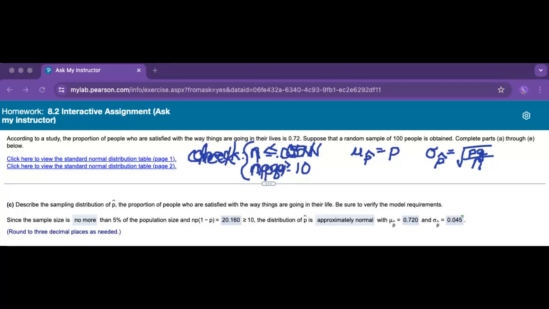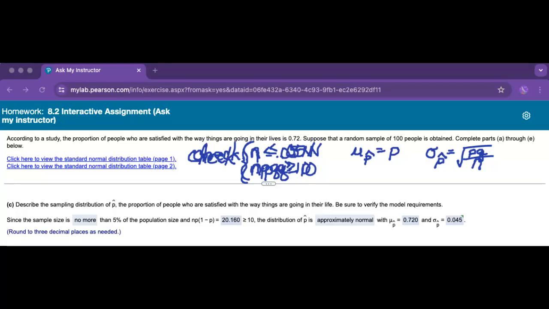And then the other thing we need to check is NPQ, and Q is the same thing as the complement of P. In some places you'll see N times P times 1 minus P. I just write this Q. So NPQ has got to be greater than or equal to 10. That's the two things that you have to check for a p-hat distribution.